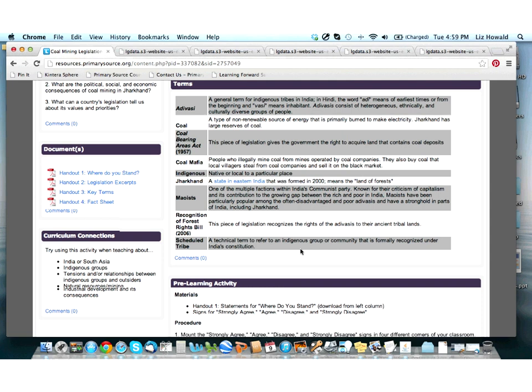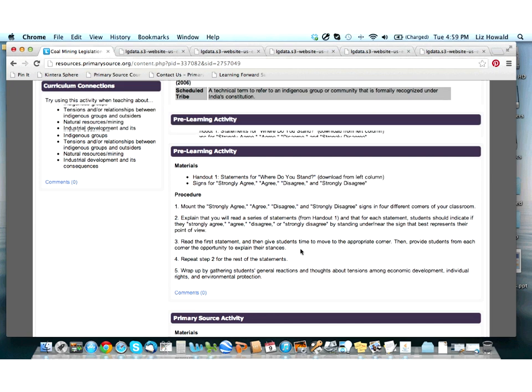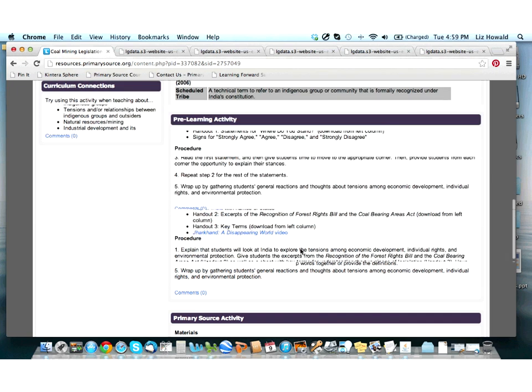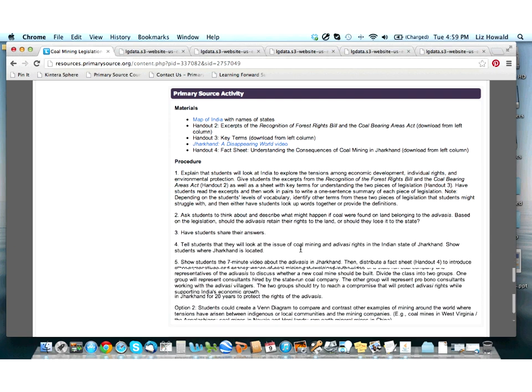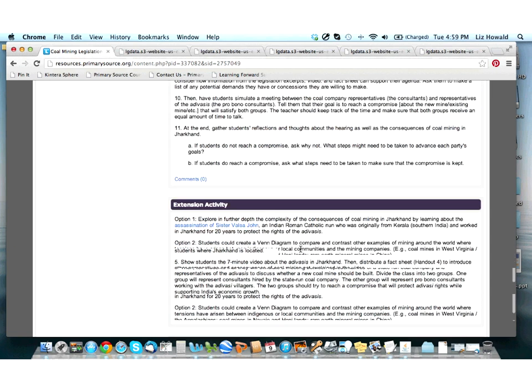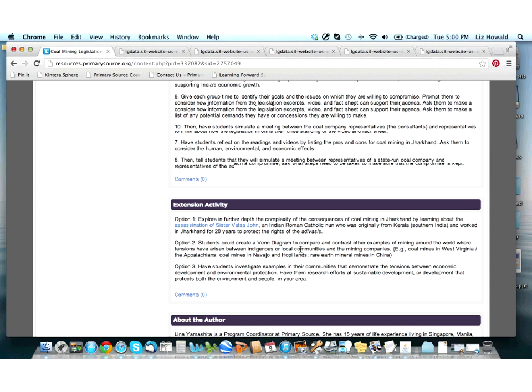And then, of course, each activity has a pre-learning activity to activate student knowledge and engage them around the topic, a primary source activity that really helps them dig into the featured primary source, and then an extension activity that allows you to either come up with thoughtful homework assignments or perhaps add an extra day onto your class time that you're devoting to this activity.